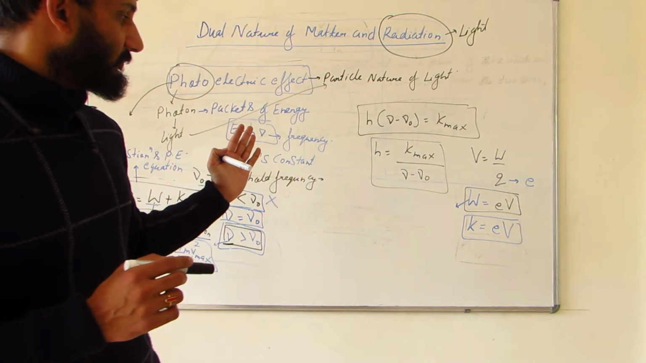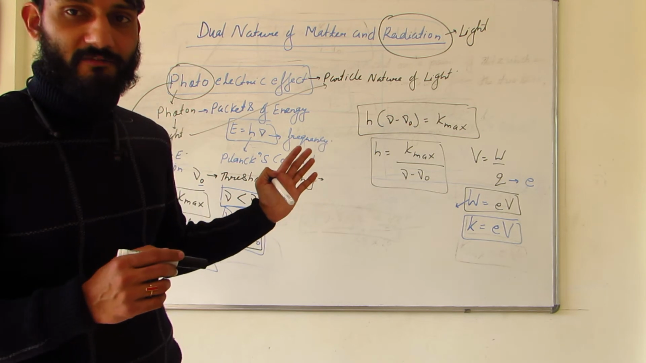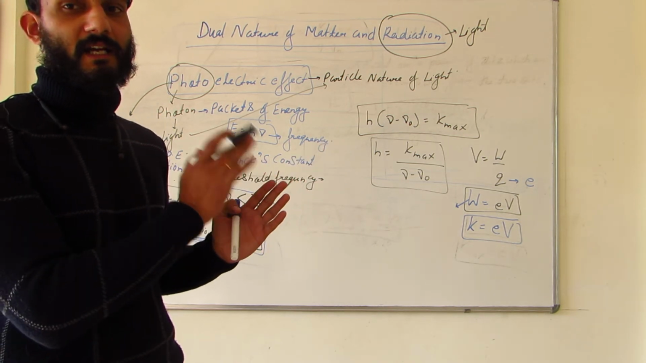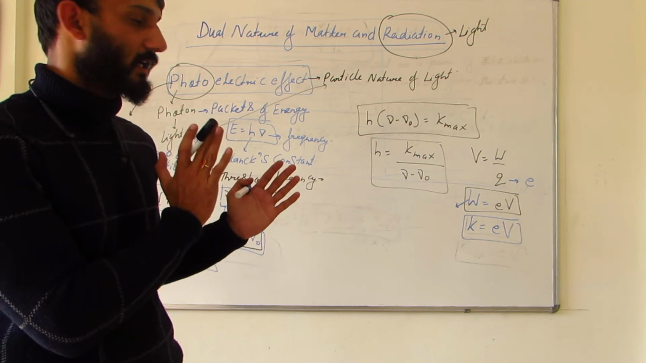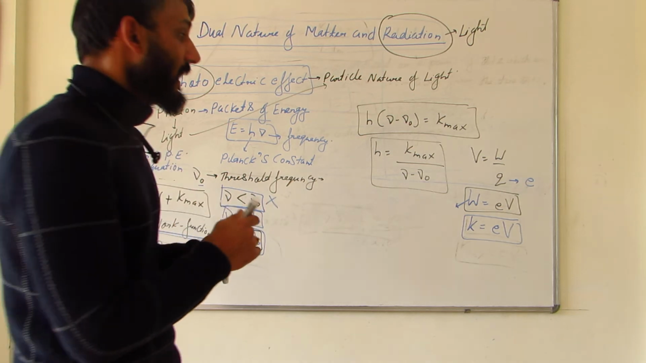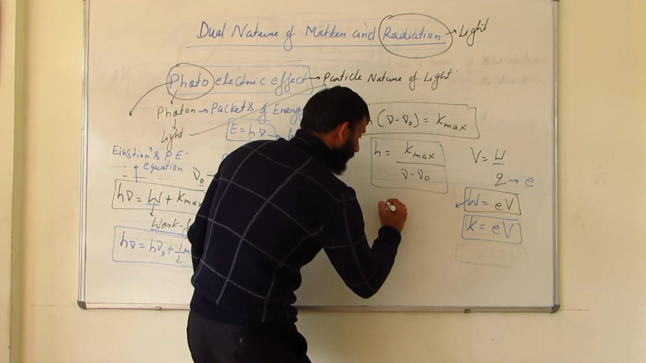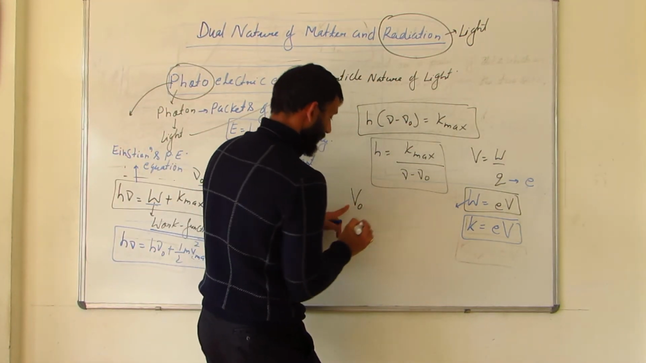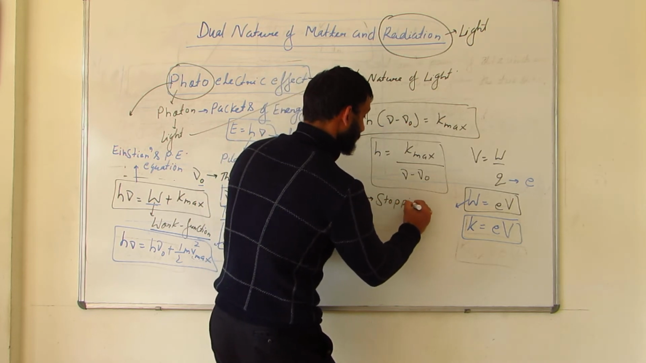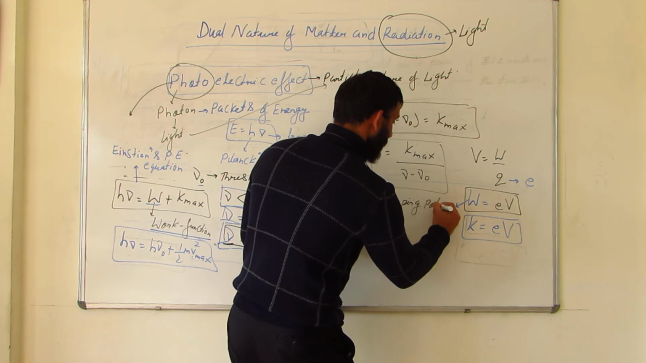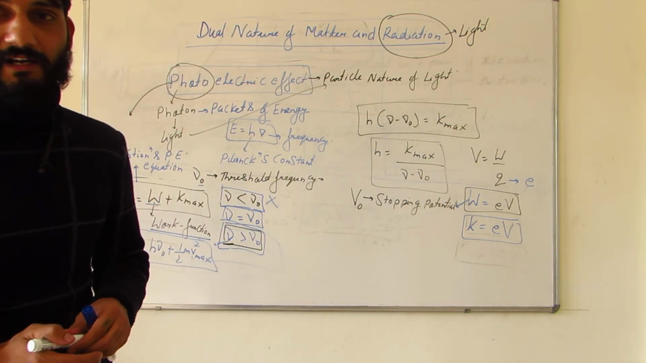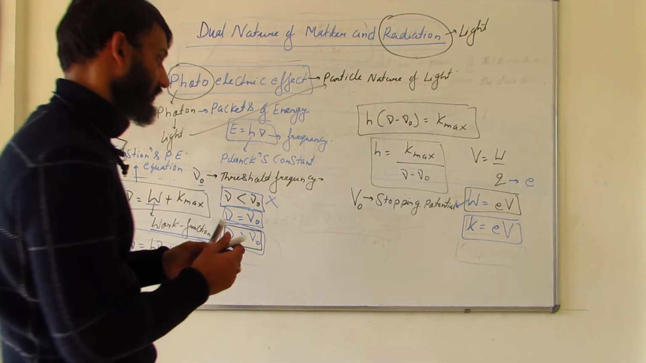So basically what you are stopping is the kinetic energy of the electron. The electron is moving, it has some kinetic energy, and you are stopping that kinetic energy by applying a negative potential. This V naught is the negative potential, and it is known as the stopping potential. This is the negative potential which you apply in order to stop the motion of the electron.